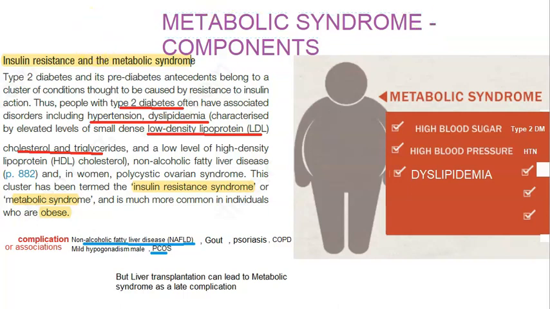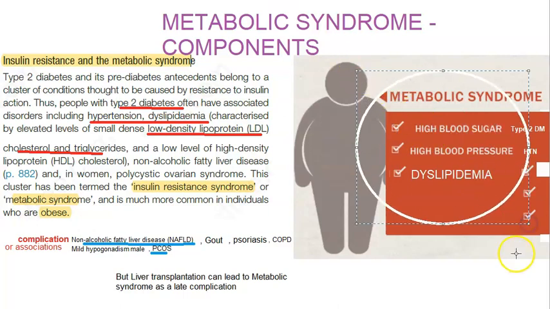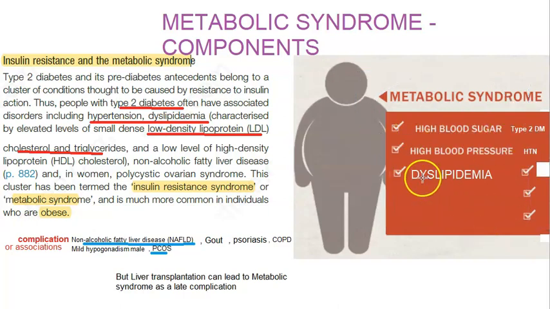Now in this metabolic syndrome there are three components that you should know. Look at this, we have written the three components here. They will have high blood sugar, that is glucose will be more, and they can have high blood pressure and then dyslipidemia. These are the three things you have to write.